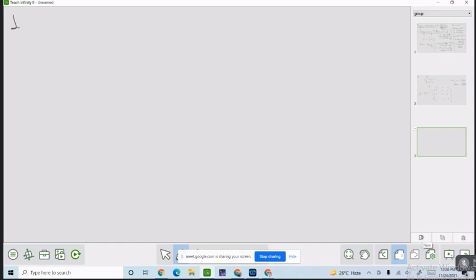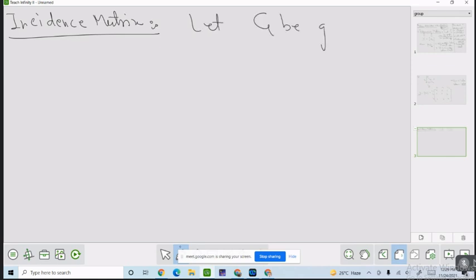Now, the second matrix is the incidence matrix. In this case, suppose again G is a graph with order n and no self loop. Clear? In the previous case, we had no parallel edges.